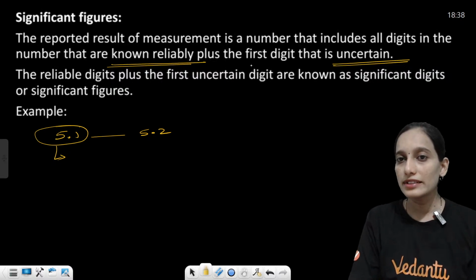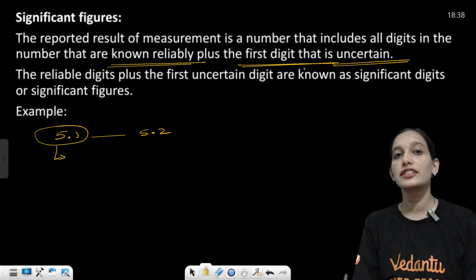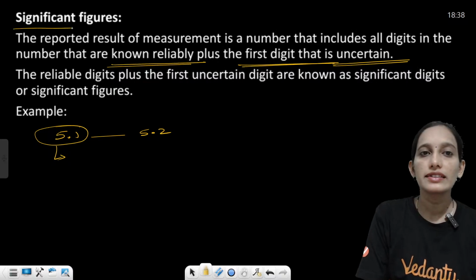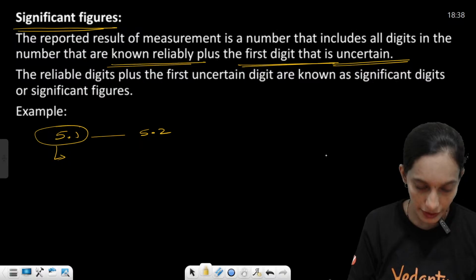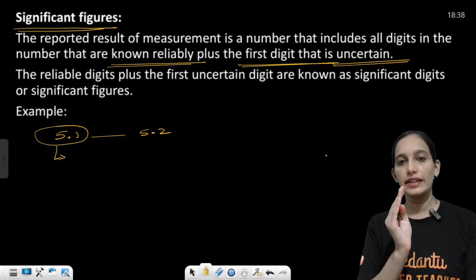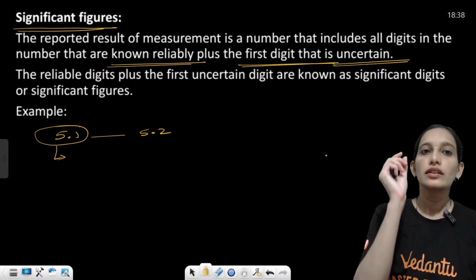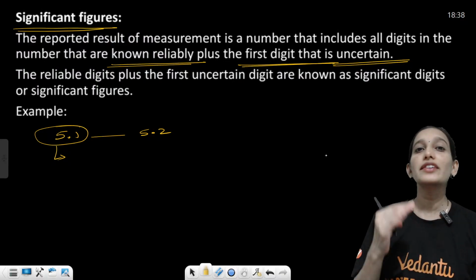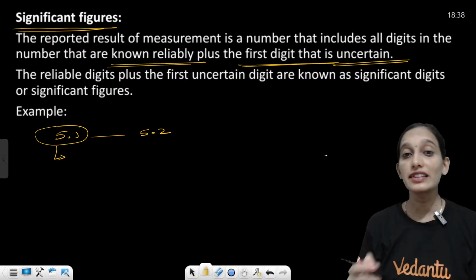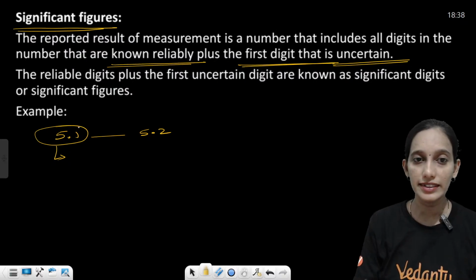The numbers that are known reliably, plus the first uncertain digit, we call significant figures. Is that clear? So what is a significant figure? The numbers that are known reliably plus the first uncertain digit. What is an uncertain digit? I gave you this example.